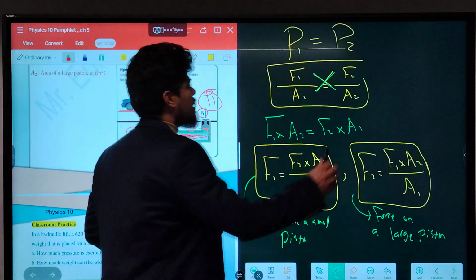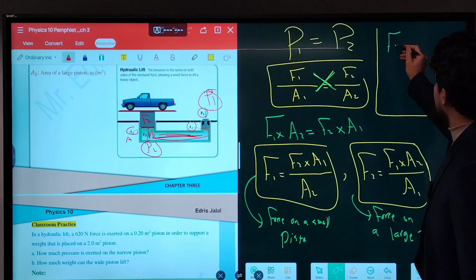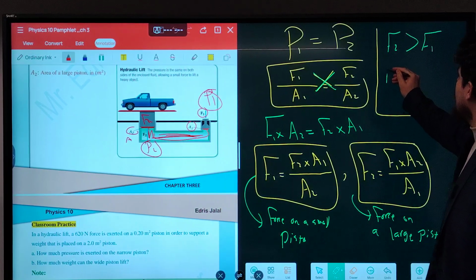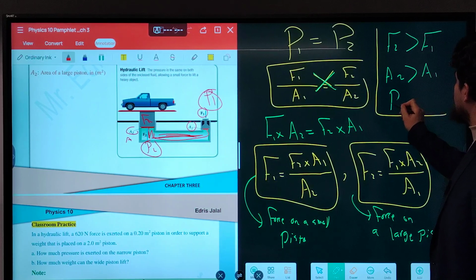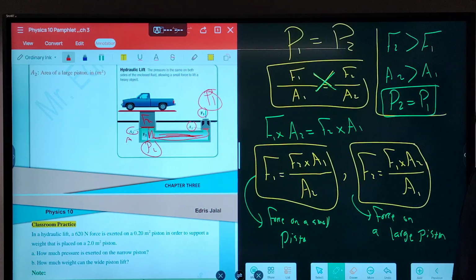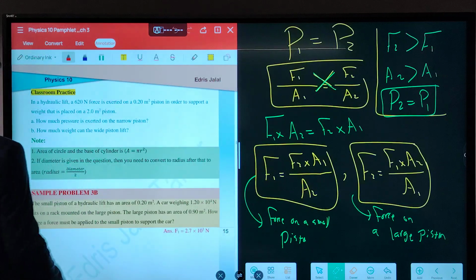In this case, guys, listen carefully. F2 is always bigger than F1, and A2 is always bigger than A1. But P2 is equal to P1, the same. At constant pressure, the relation between force and area is directly proportional.